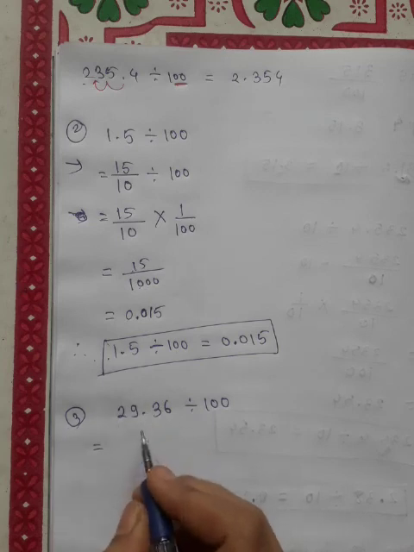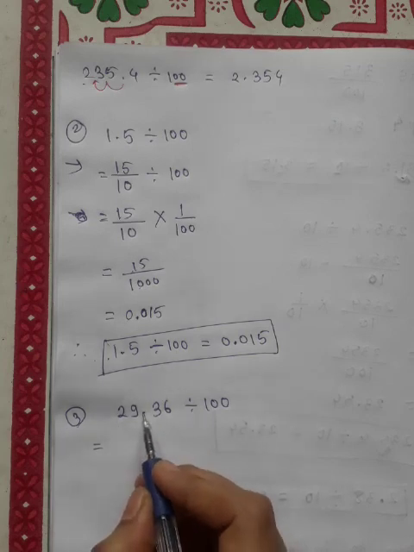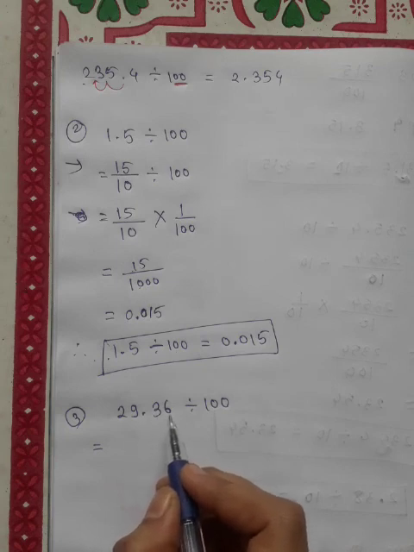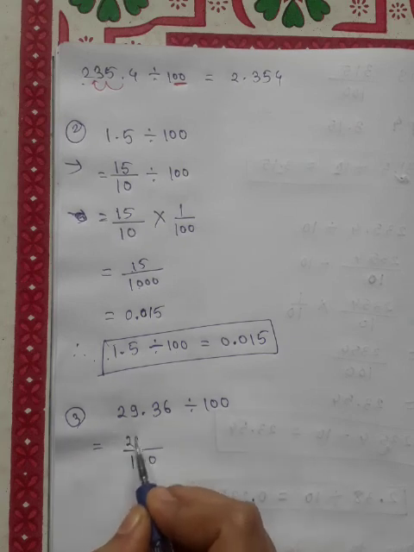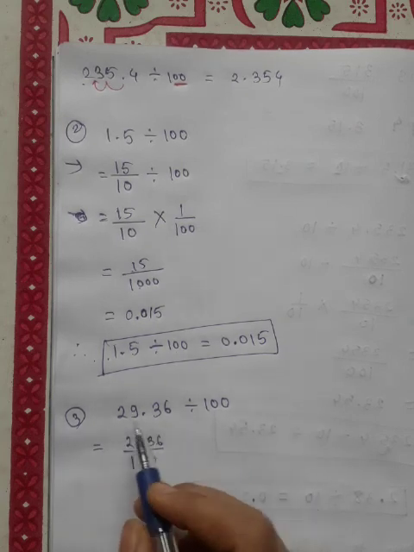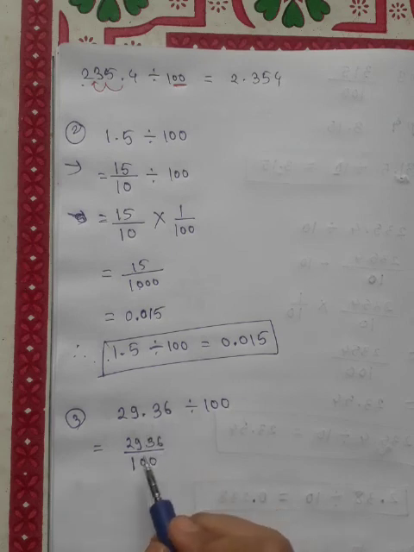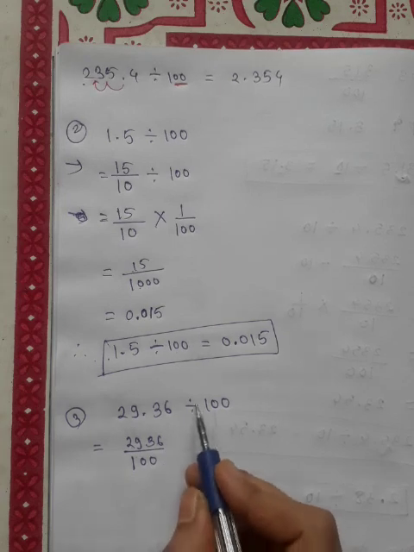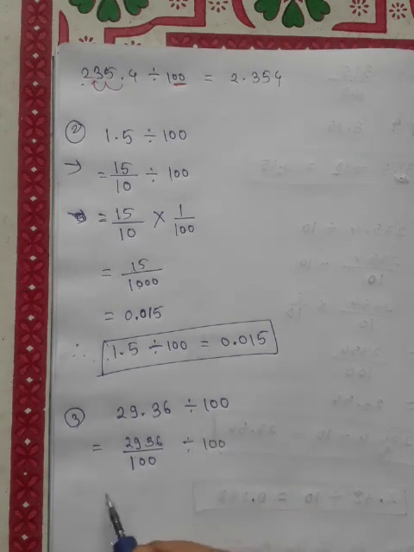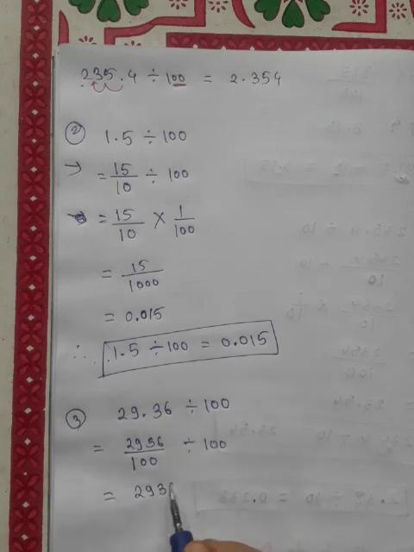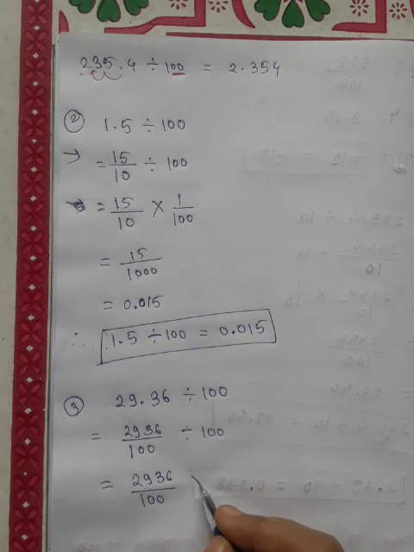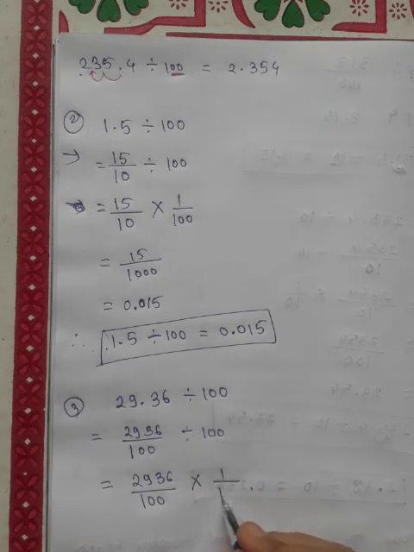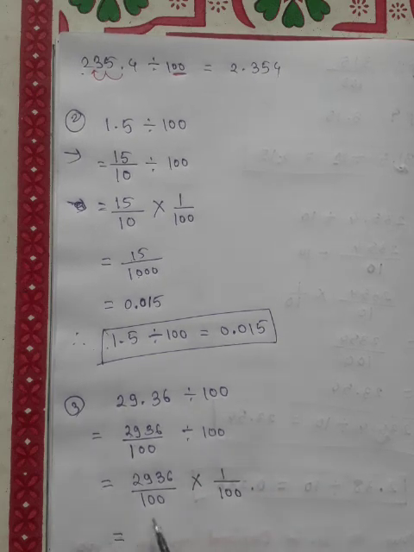Write this decimal number in terms of a fraction. So see, after the decimal point there are 2 digits, so we have to put 2 zeros over 1 and remove the decimal point. So 29.36 can be written as a fraction as 2936 upon 100. Division sign as it is, 100 as it is. Now we know how to divide a fraction by a whole number. Write the fraction as it is, replace division sign by multiplication and write the reciprocal of 100.